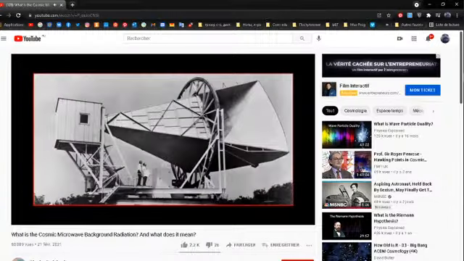Our story begins in 1964. The Bell Telephone Laboratory was in possession of an unusual radio antenna located in New Jersey. The antenna had been built for communication via the Echo satellite, but its characteristics, a 20-foot horn reflector with ultra-low noise, made it a promising instrument for radio astronomy.